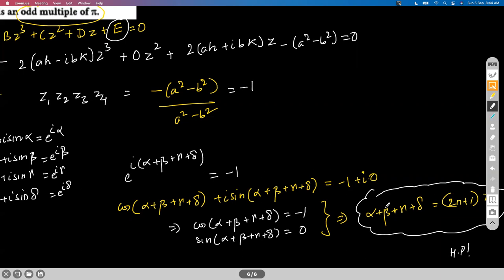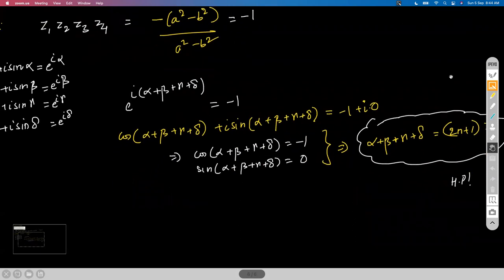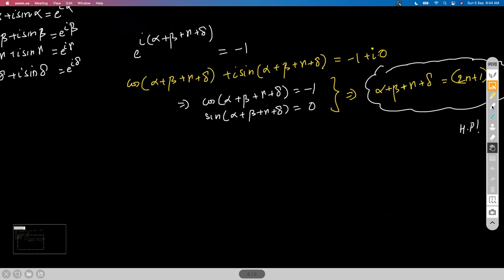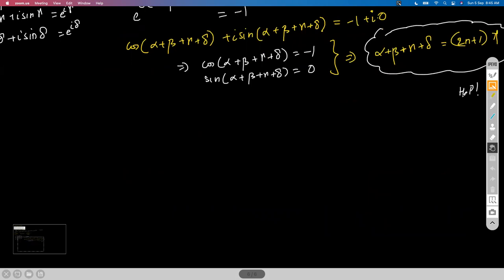Normally, eccentric angles are between 0 to 2 pi, correct? So alpha plus beta plus gamma can go from 0 to 8 pi maximum. All right. So, next property, again, it's based on the very same fact that you have derived.